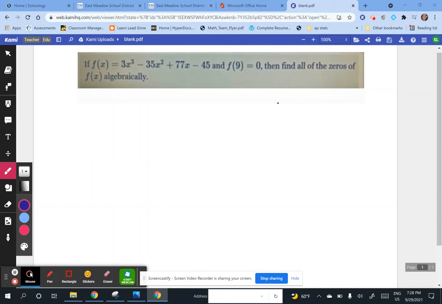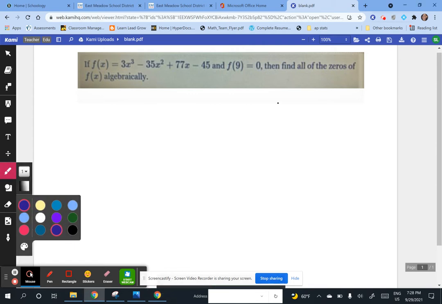Hi, ladies and gentlemen. I am going to go over a skill from today's lesson on 2.03 that someone sent over to me on Remind. And so here's a snapshot of the problem, and let's go over it together.